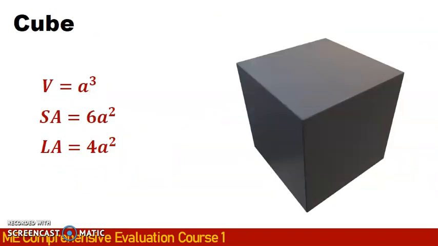For a cube, the volume is the side to the power of 3. For the surface area, since we have 6 sides, and the area of each side is a squared, we have 6a squared. The lateral area does not include the base, so that's why we have 4a squared.